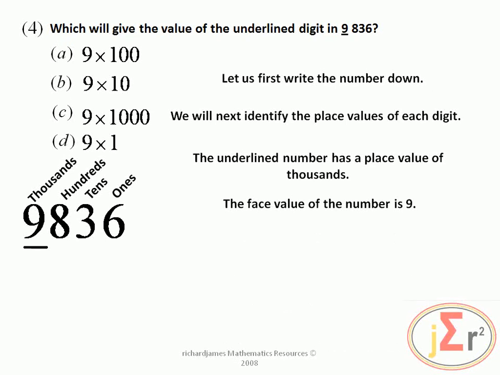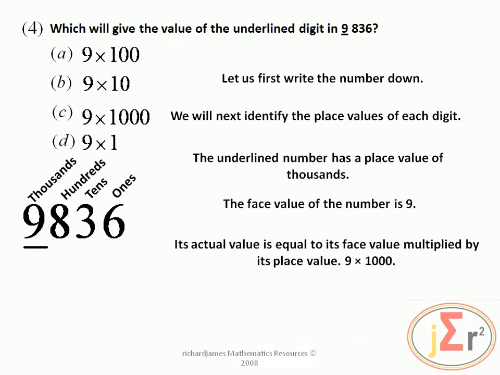The face value of that number is 9. Its actual value is equal to its face value multiplied by its place value. So 9 is the face value and its place value is 1,000. So 9 multiplied by 1,000. And of course, the answer is therefore option C.